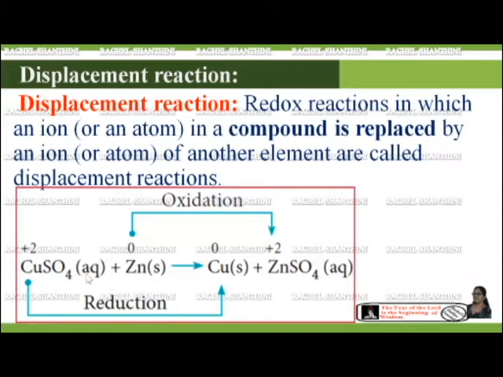Here we have taken the reaction between copper sulfate and zinc. The other element that we have taken here is zinc. Here zinc displaces copper from copper sulfate and forms zinc sulfate solution.